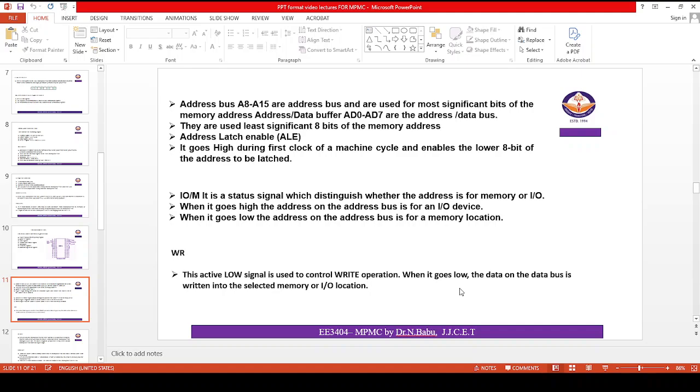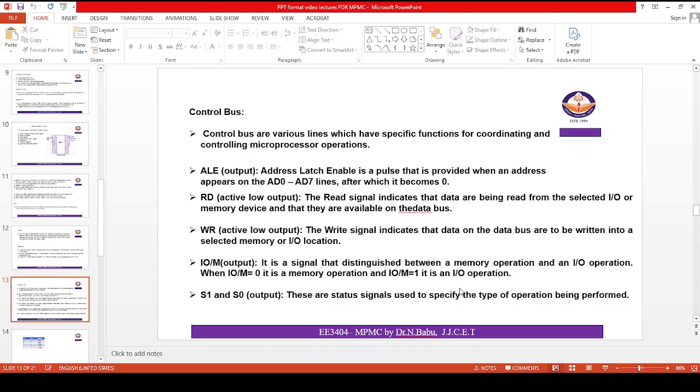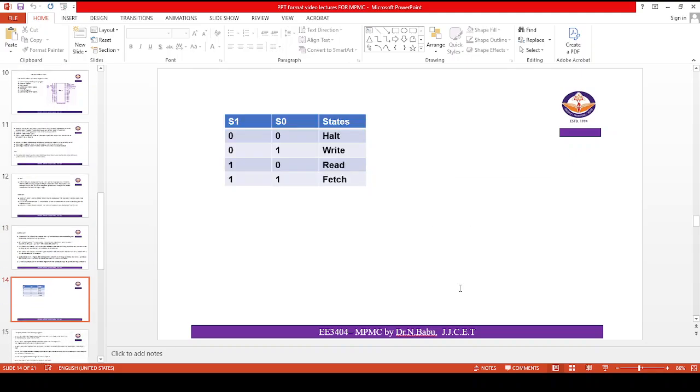Read operation, write operation, ready, data bus, ALE, RD bar, WR bar, IO bar, M bar, S1 and S0 are status signals. Here the S1 and S0 values: 0, 0 is the halt state. Halt means end state. 0, 1 means the processor is doing a write operation. 1, 0 means read operation. 1, 1 means fetching the instruction from the memory, the fetch operation.